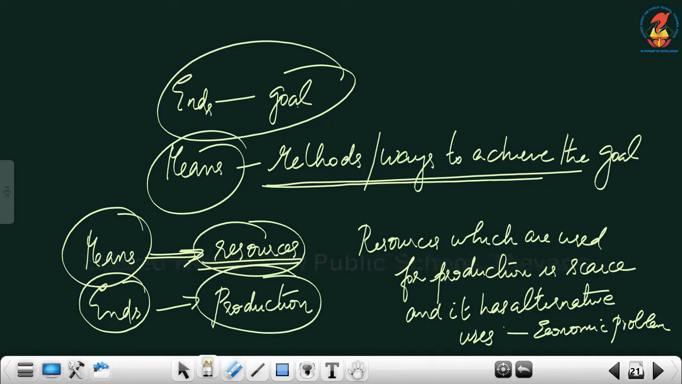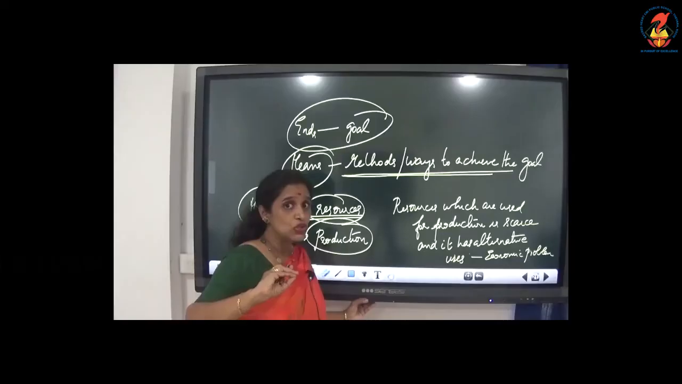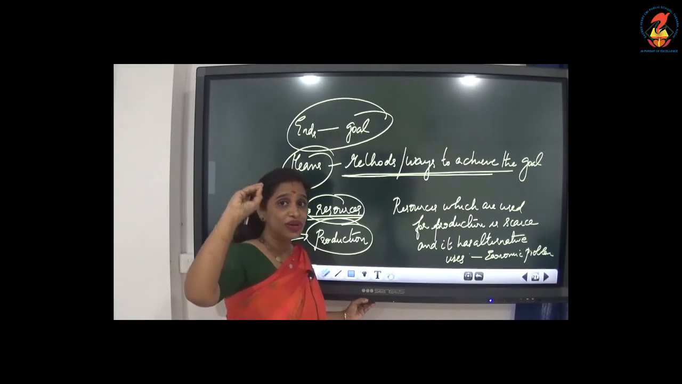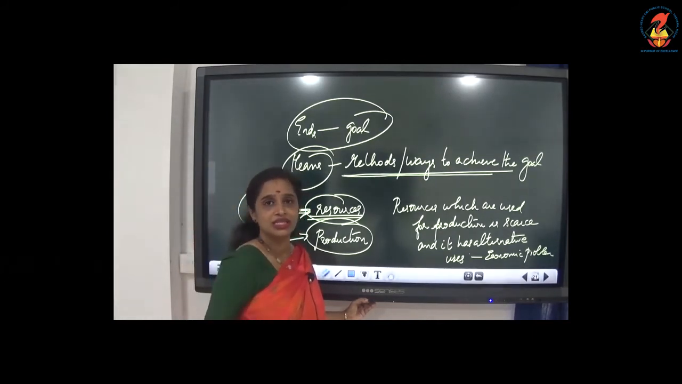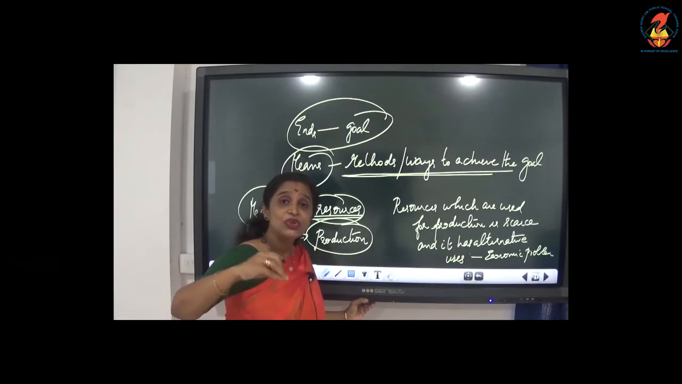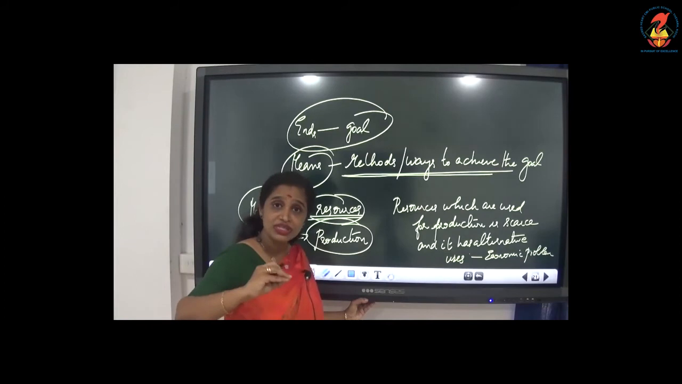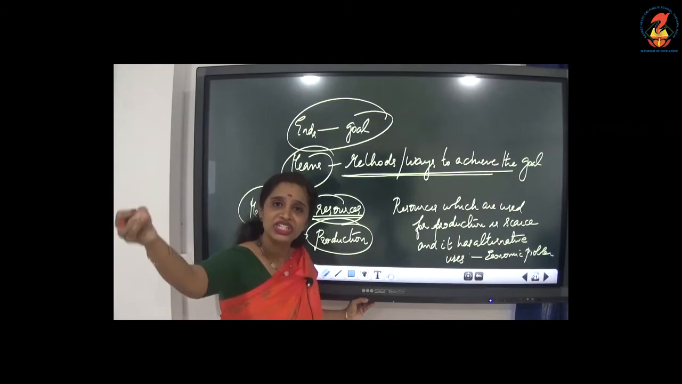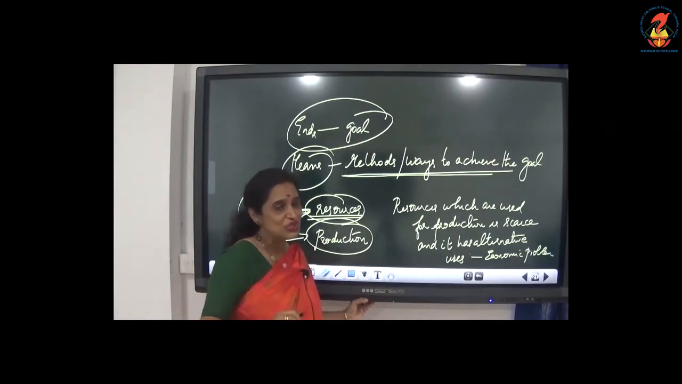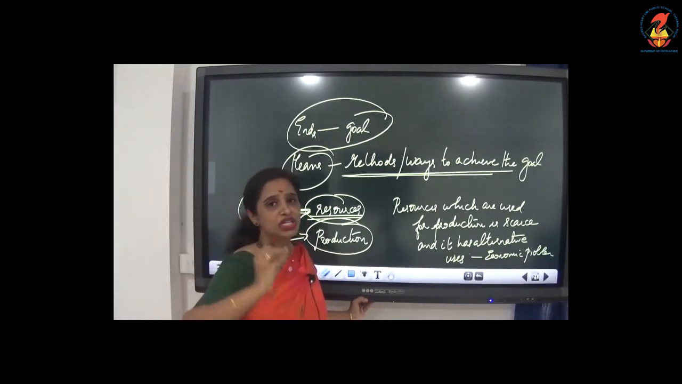So ends and means. What is the end? Production. What is the means? Resources. So how will you read that? Resources are used to produce goods and services. Resources are the means to reach the goal of production. I told you, only with the resources can production take place. So the resources are the means to achieve the goal of production.